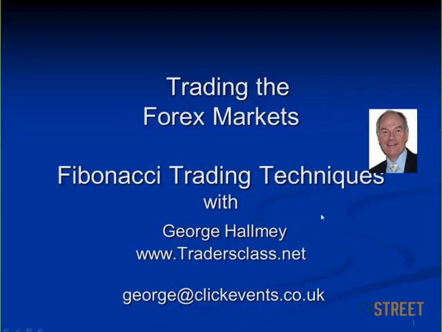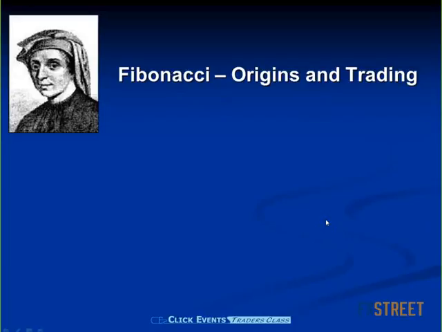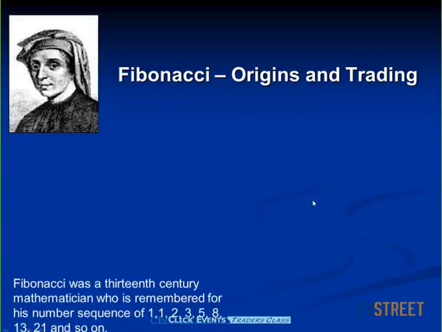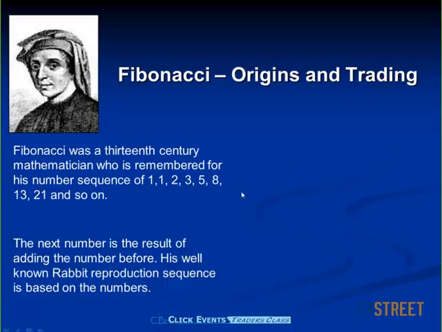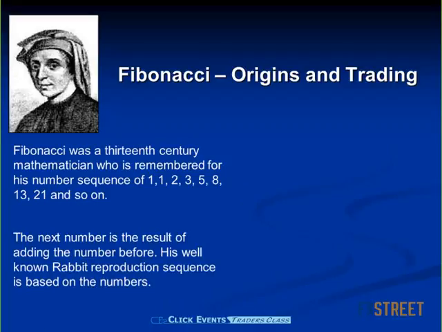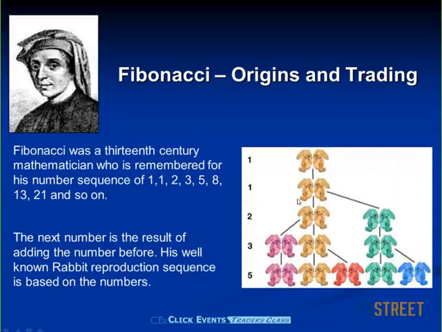Fibonacci originated way back, in the very early Middle Ages. He was a 13th century mathematician, and he came up with this number sequence. It's a dead simple sequence: 2, 3, 5, 8, 13, 21, and so on. What actually happens is that you just add the last two numbers together, and you get the next number. And of course, it just goes on to infinity.